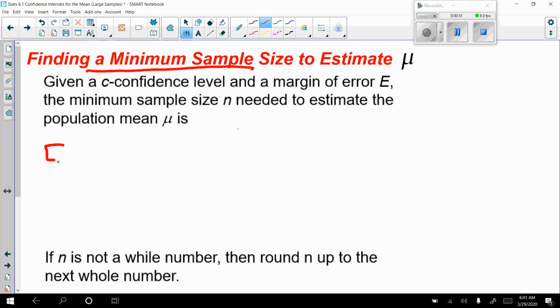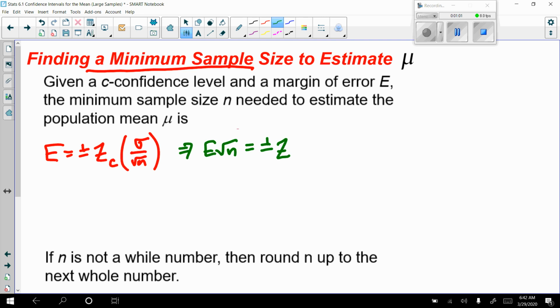Remember, the margin of error formula is E is equal to plus or minus the critical value, the z-score, times the standard deviation divided by the square root of n. Well, if we take that equation and try to solve this for n, the first thing we have to do is multiply both sides by the square root of n. So I would have E square root of n is equal to plus or minus the z times the standard deviation.